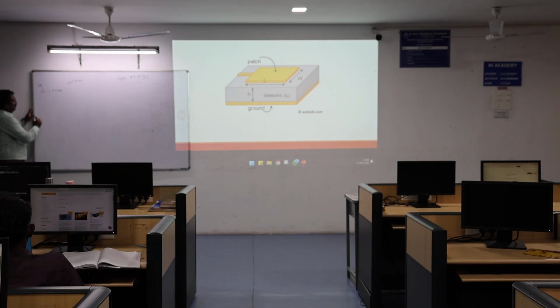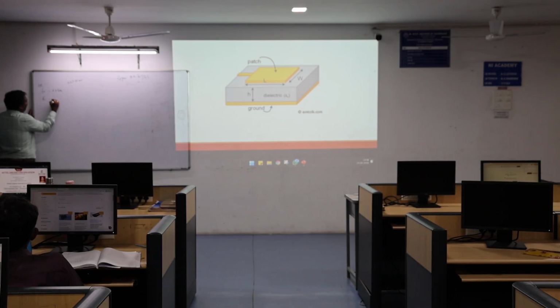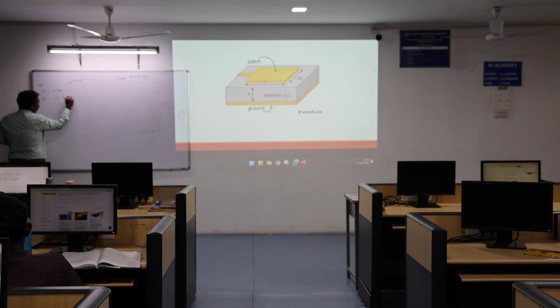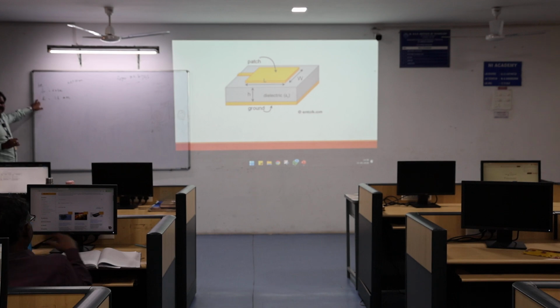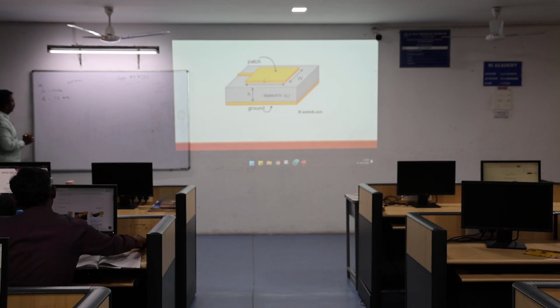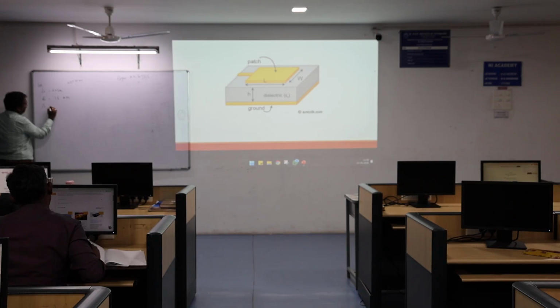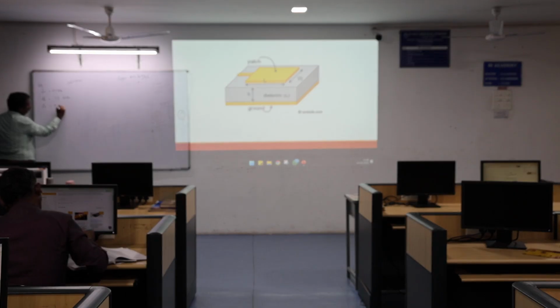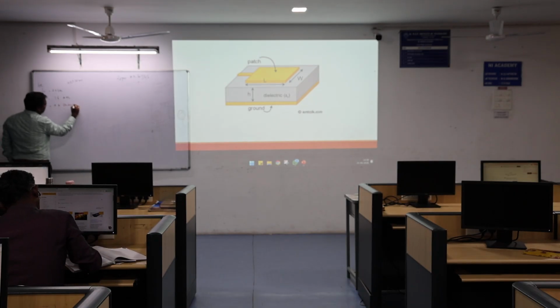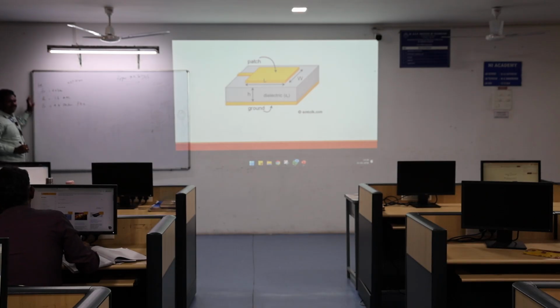In the selection of the substrate, the first one is the height. H is the height, that is, the thickness of the substrate material. I am choosing a substrate height of 1.6 millimeter. And the dielectric constant, epsilon r, is 4.4, with epoxy as the chosen material.